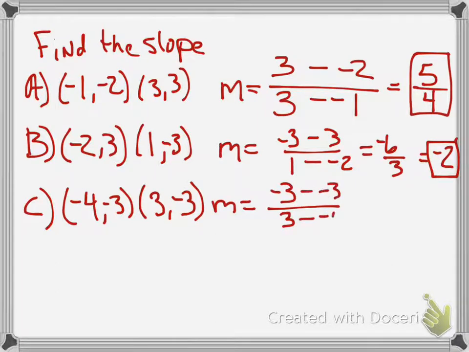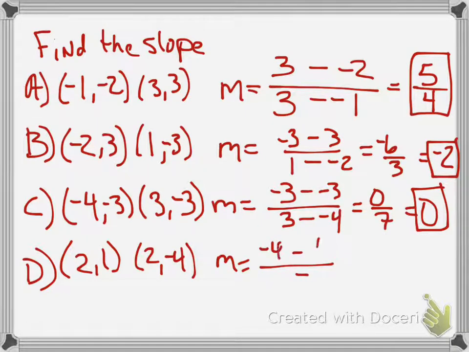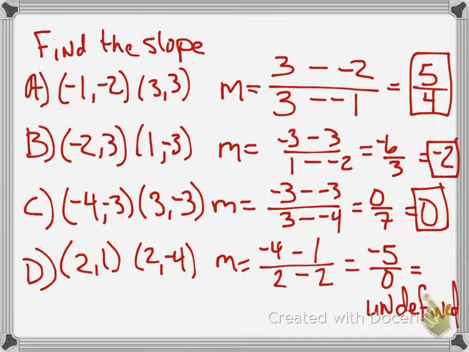So let's look at the next one. You can see here, this one is going to end up with a 0 on top. That means you have an answer of 0. But if you end up with a 0 on the bottom, you have an answer of undefined. So just keep that in mind. What is the difference between those two? Notice that when it's 0 on top, it's okay. But if it's 0 on the bottom, because you can't divide by 0, it's undefined.